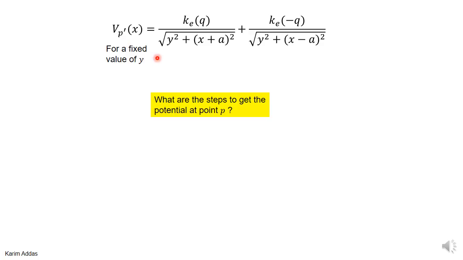So now, how would you proceed? You know now how the potential depends as you go in the x direction. Remember, along that line, y is a constant. Y is not changing. That line was a horizontal line, and y is the same value for every point on that line. So the only variable here is x. So how would you get the x component of the electric field at point P? What are the steps?